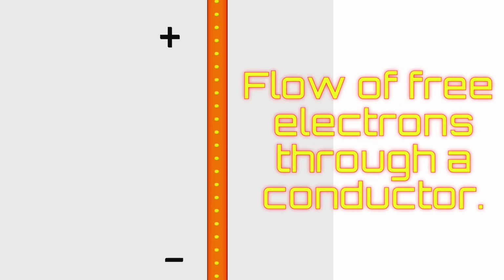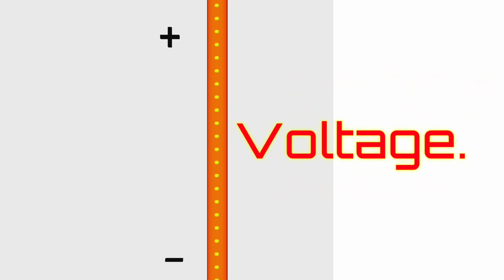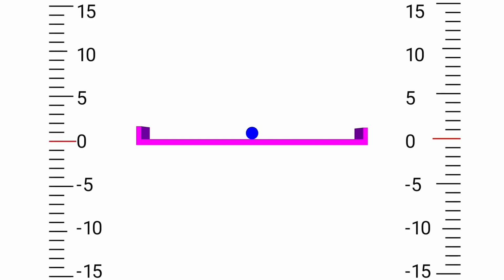Electric current is defined as flow of free electrons through a conductor. And you know what's responsible for the flow of free electrons? The answer is voltage. But the question is, what exactly is voltage? Think of it like a ball on a plane. When there's no difference of potential energy on both sides of the plane, the ball won't move in any direction.